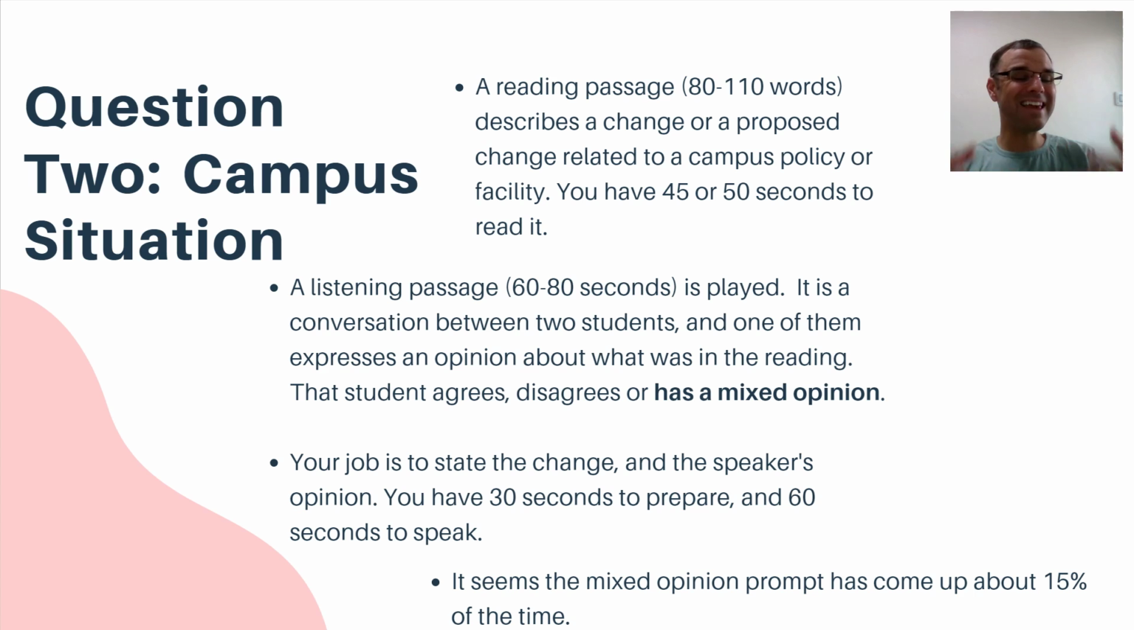Your job in the answer is to state what that change is and the speaker's opinion. You have 30 seconds to prepare and 1 minute to speak. Now, the mixed opinion thing, it's a little bit more rare, but it seems like it's come up about 15% of the time since the new TOEFL was introduced.